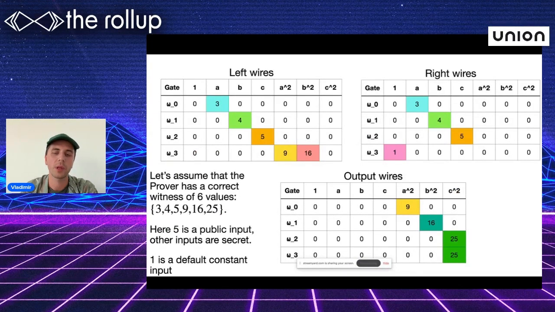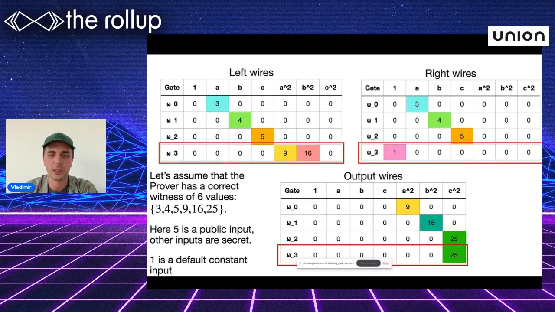Next, let's assume that we, as a prover, have a valid assignment for this problem. So the catheti are 3 and 4, the public hypotenuse is 5, and other variables are 9, 16, and 25. And as I said, the default constant input is 1. So right here, we see that the relations now hold: 9 plus 16 times 1 is indeed 25. And it holds for every gate.